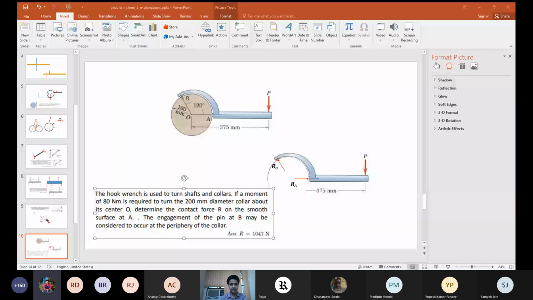Sir, is the hook wrench massless? Is what? Hook wrench, is this wrench massless? Yes. Sir, I have a doubt.